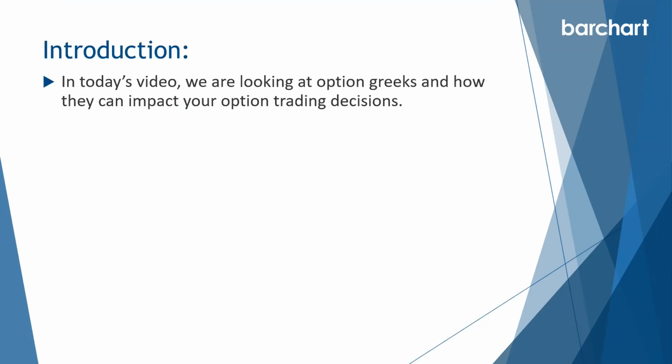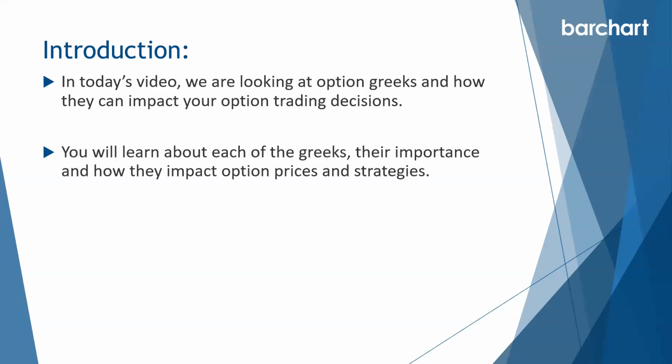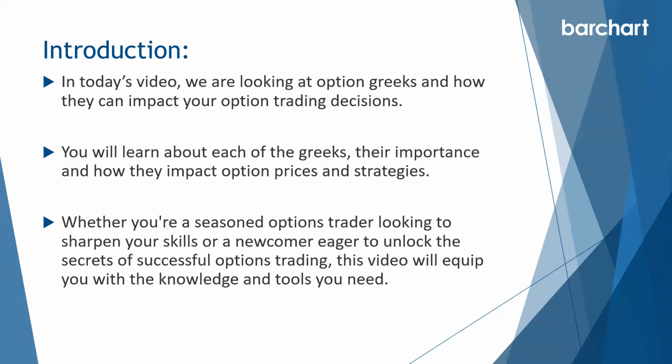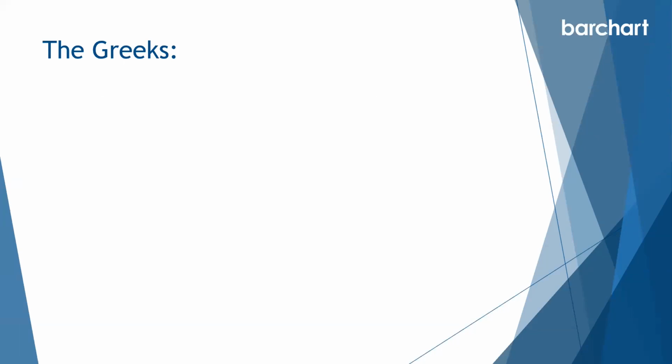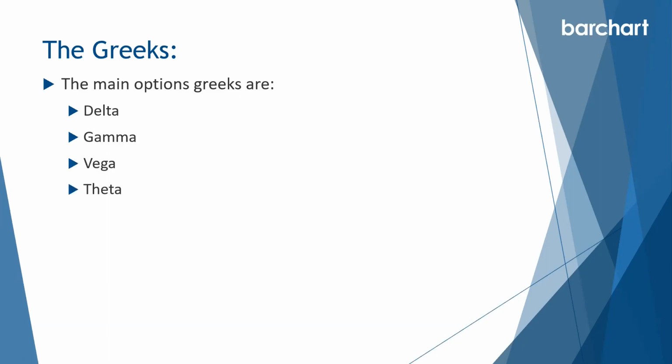So in today's video, we're looking at option Greeks and how they can impact your option trading decisions. You'll learn about each of the Greeks, their importance, and how they impact option prices and strategies. Whether you're a seasoned options trader looking to sharpen your skills or a newcomer eager to unlock the secrets of successful options trading, this video will equip you with the knowledge and tools you need. So the main option Greeks are Delta, Gamma, Vega, Theta, and Rho. We're going to go through each of these now.